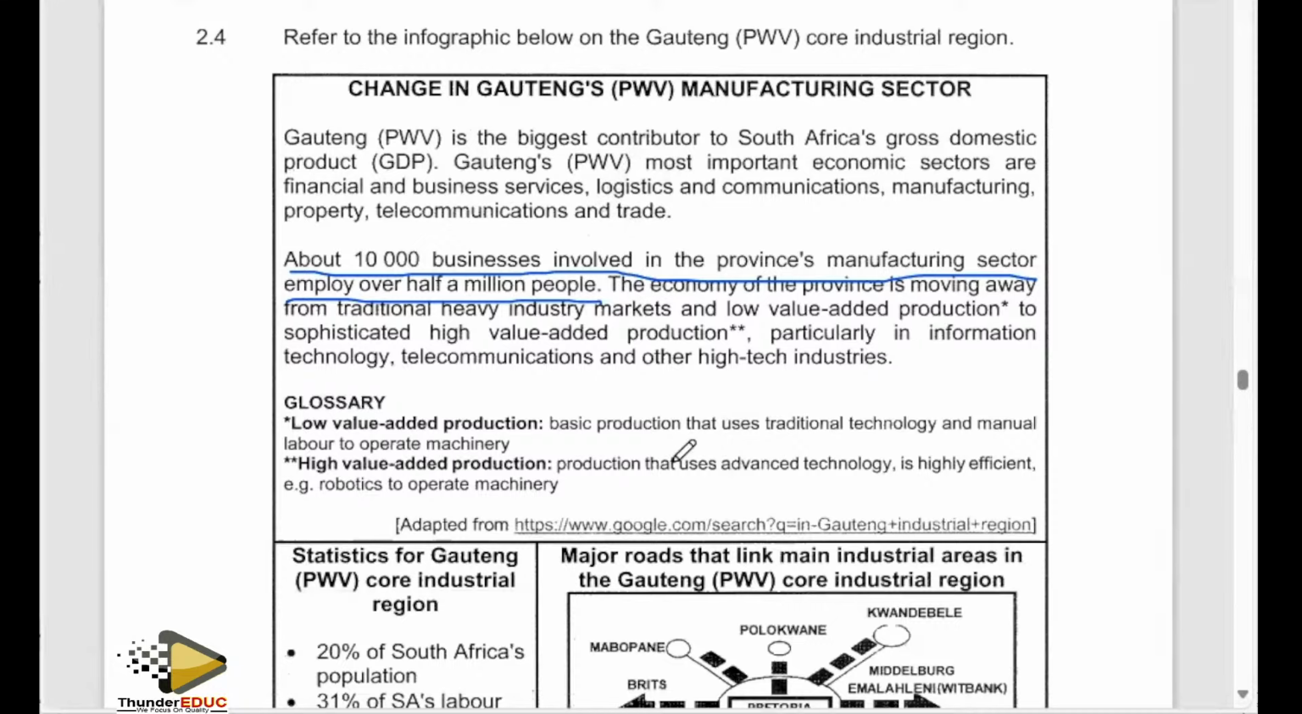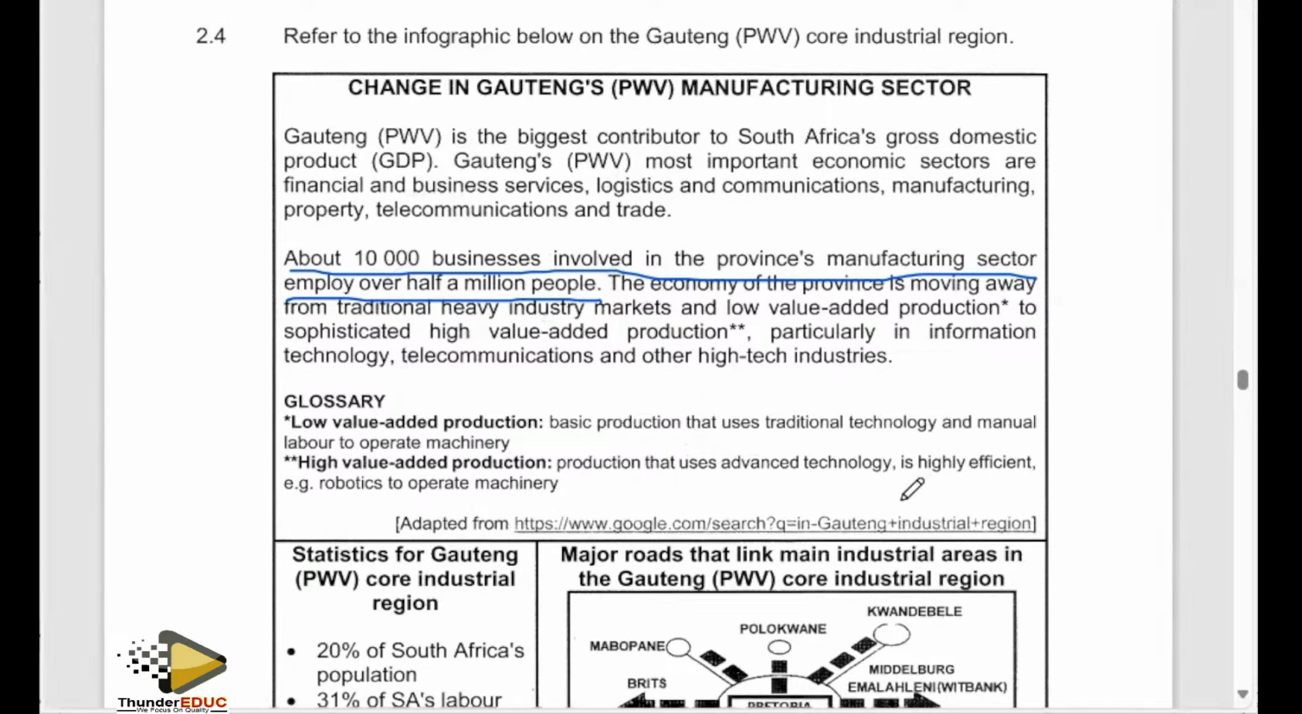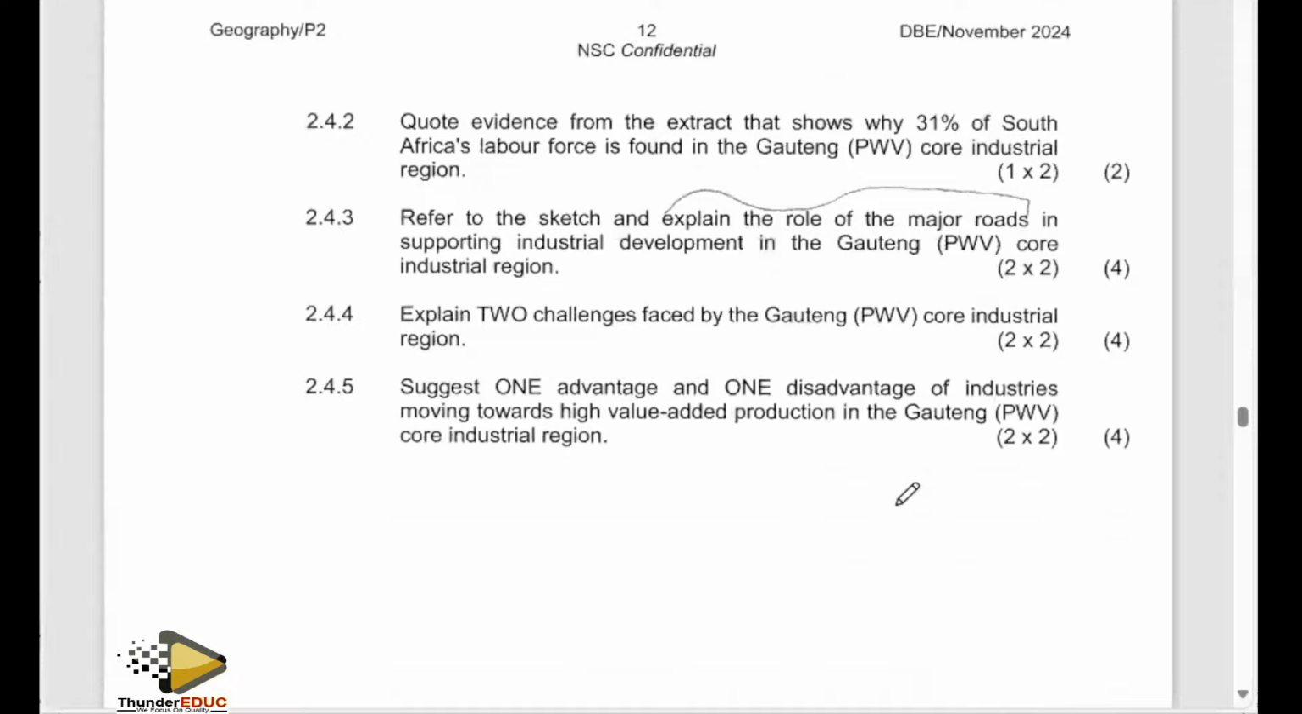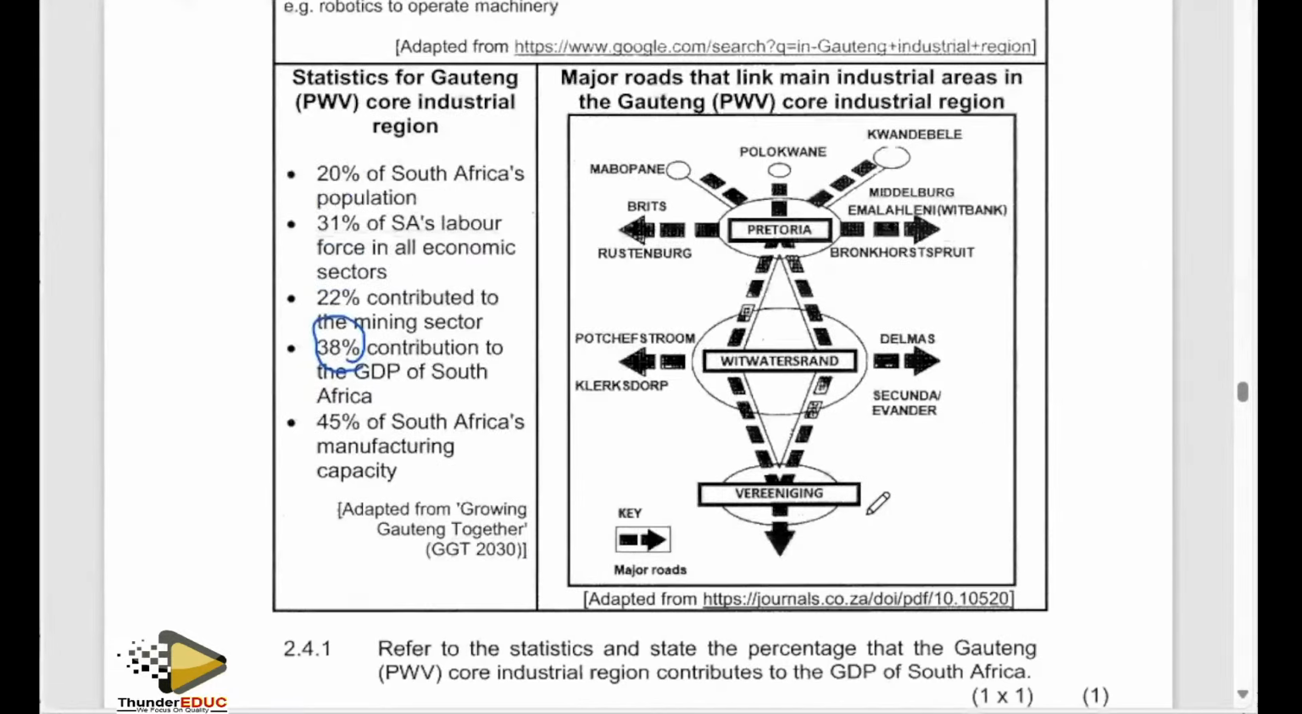Basically, that is where we get our response on the numbers of people who are employed. 500,000 people are employed in the 10,000 businesses which are in the province's manufacturing sector. Right. Refer to the sketch and explain the role of the major roads in supporting industrial development in Gauteng PWV.